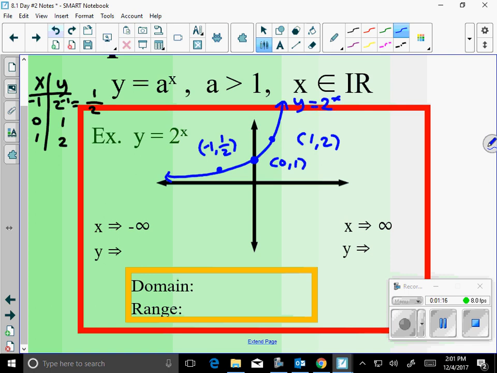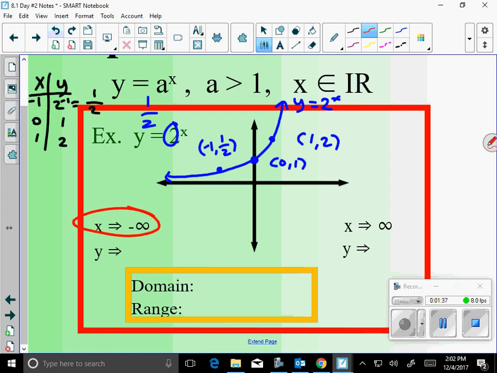Okay. Is that growing or decaying? Growing, right? The 2 is greater than 1, therefore it's going to grow. If this were 1/2 to the x, it'd mean it halves each time. You guys recognize the term half-life? I'm sure you do.